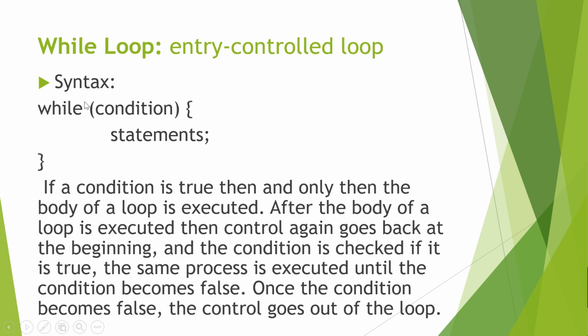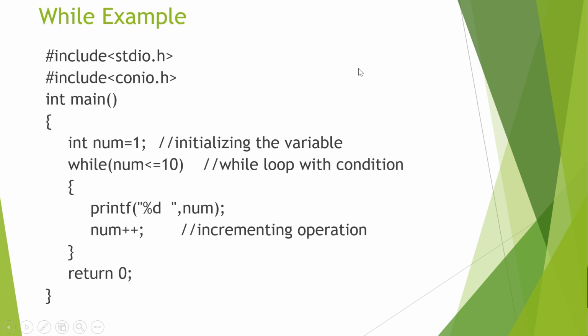Let's move next. So there is one loop, the while loop. While is the keyword in which we write the condition. If this condition is true, then these statements get executed. And see, here the condition is checked before the execution of these statements. So it is checked before, it means the entry for these statements is controlled. So this type of loop is known as an entry controlled loop. Okay, let's see the example.